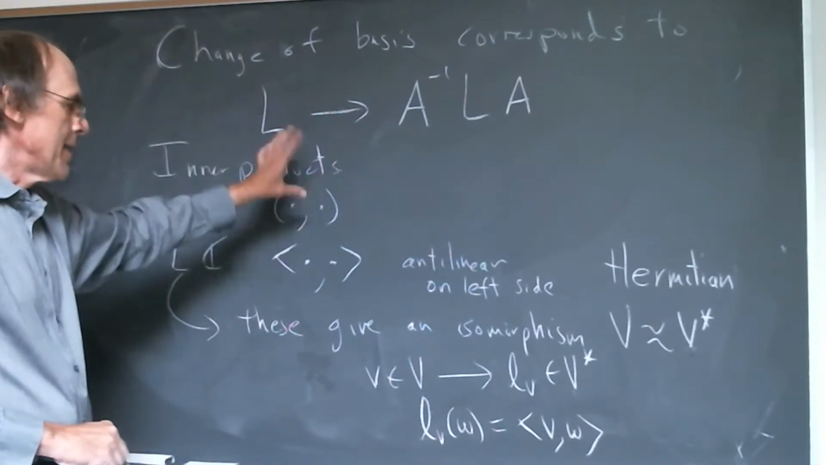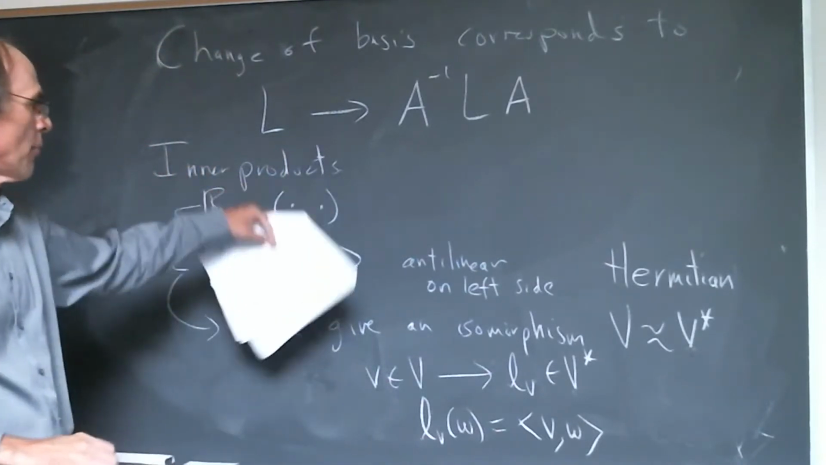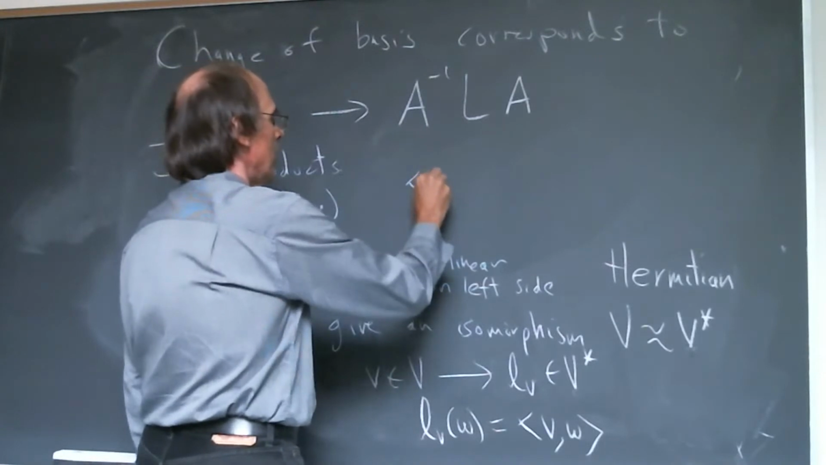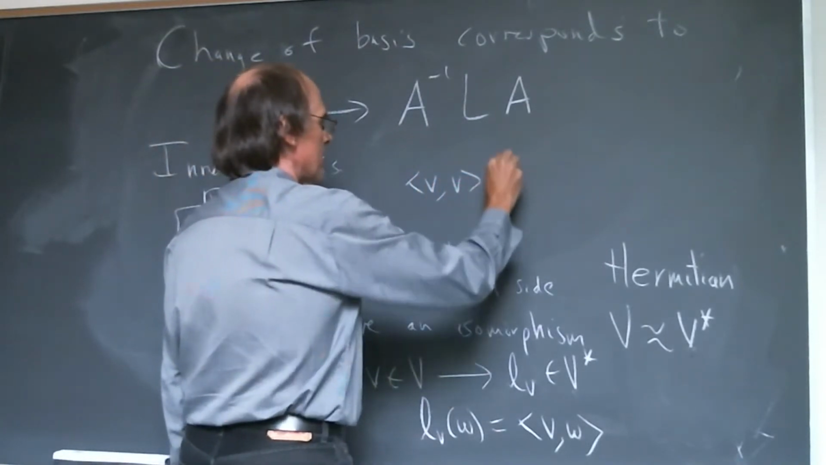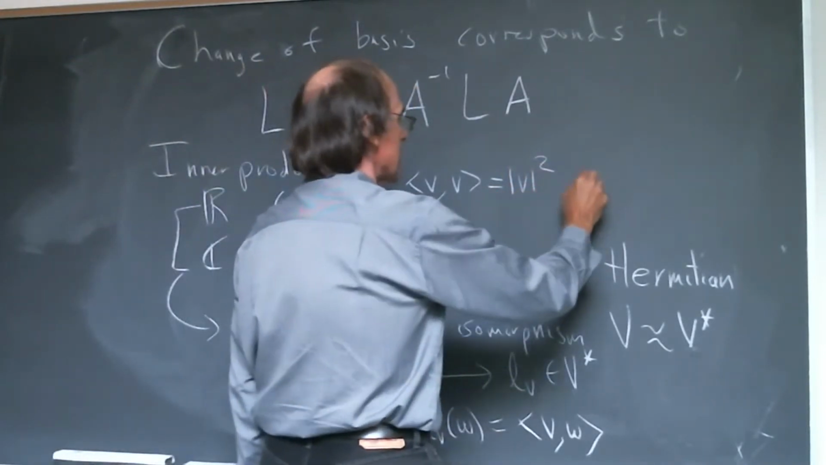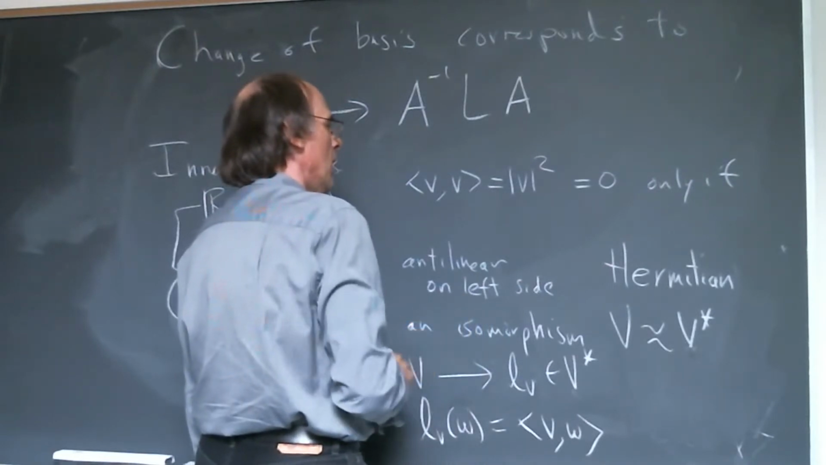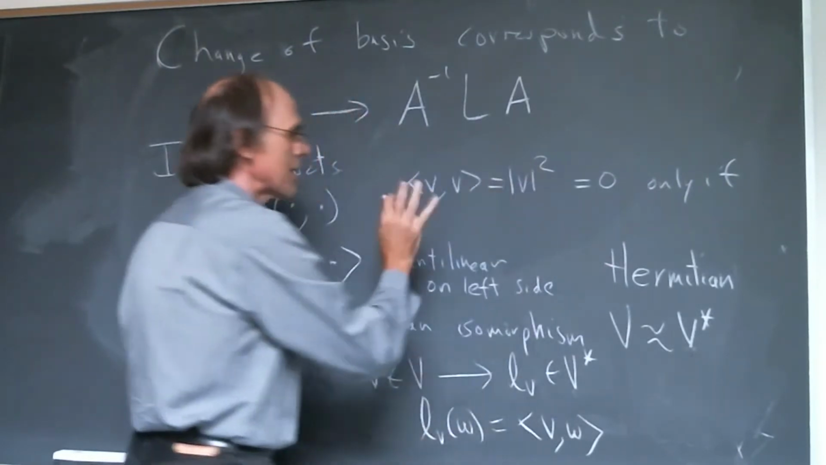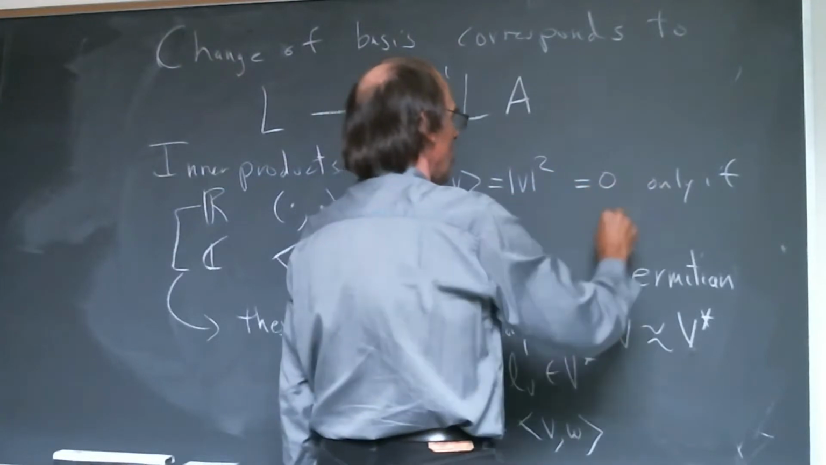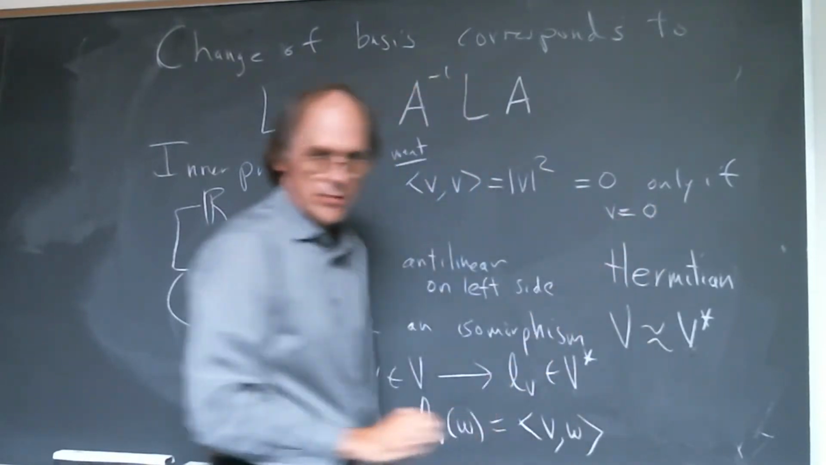Well, in the simplest case of inner products, what I want is the case where (V, V) is written as the norm squared of V, and non-degenerate means that this is equal to 0 only if V is equal to 0. I want, for now, to stick to that case.